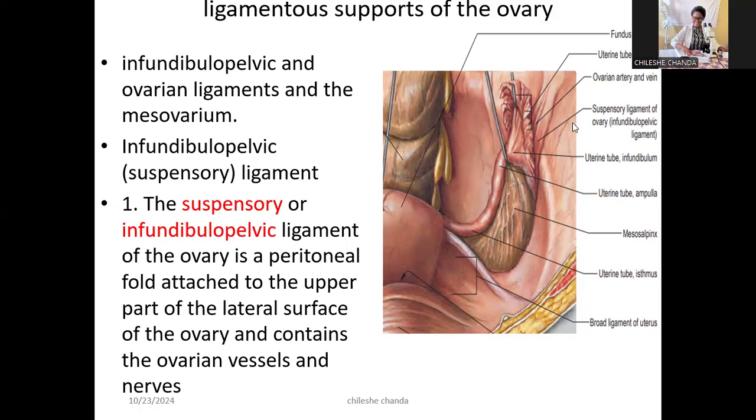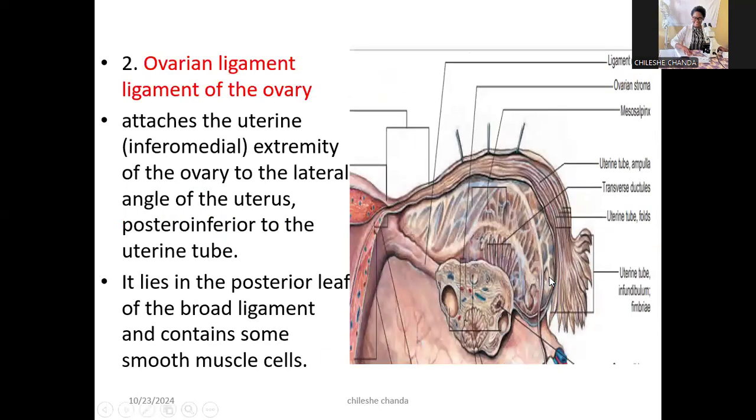This is a fold from the peritoneum. Remember the peritoneum, when we did the GIT, we looked at the peritoneal cavity and the peritoneum. So this ligament is coming from the peritoneum. It is a peritoneal fold that is attached to the upper part of the lateral surface of the ovary and contains ovarian vessels and nerves. So that is our infundibular pelvic ligament.